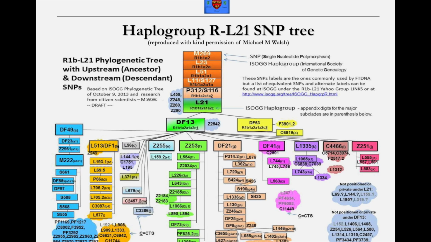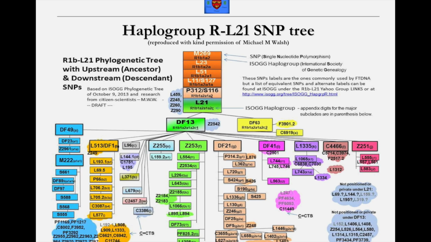This is a wonderful tree that is maintained on the internet by Mike Walsh, who's a fantastic devotee to the R-L21 haplogroup, which accounts for about 80% of Irishmen, 40 to 50% of Englishmen, maybe more, and quite a lot of Western Europeans and Spaniards, and even east of that in smaller numbers.